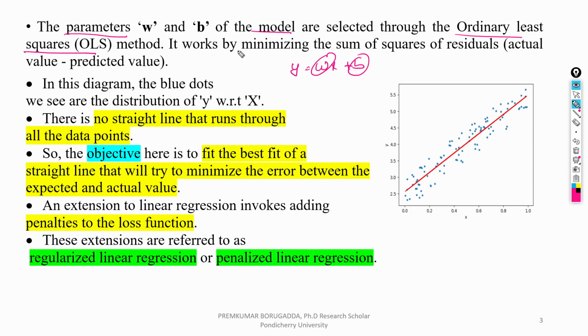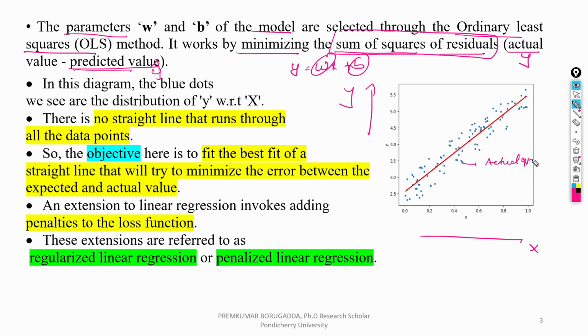This method works by minimizing the sum of the squares of the residuals. What is meant by the sum of the squares of the residuals? It means the difference between the actual value and the predicted value. The actual value is the target variable y, and the predicted value is y hat. If you observe this diagram, this is the x and this is the y. The blue dots are our actual values, the target variable y, and the red straight line is our best fit line.